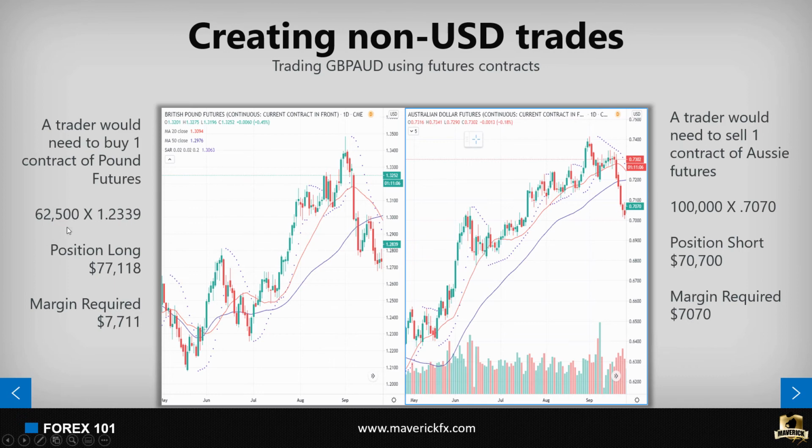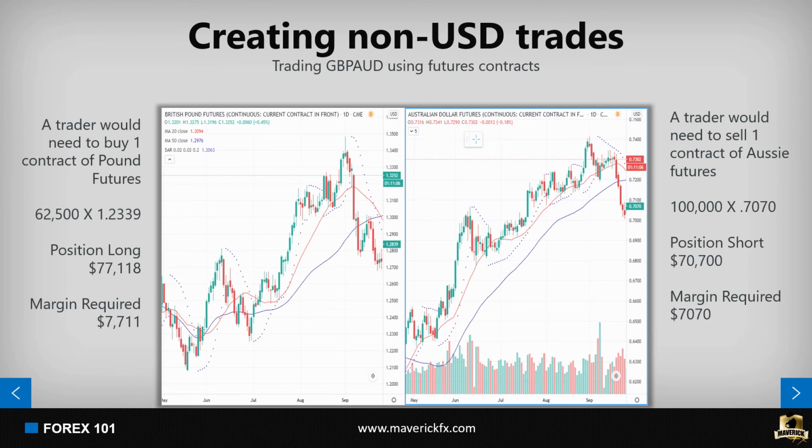Which is the multiplier times the current price. That would give you $77,000 US dollars long of pound. You would then need to make another trade where you sold one contract of Aussie futures. So basically going short Aussie dollar. And the multiplier on Aussie is 100,000 times it by the current price. It's 70,000 short. So you're not really matched up. It's close, but you're 77,000 long pound and you're 70,000 short Aussie.